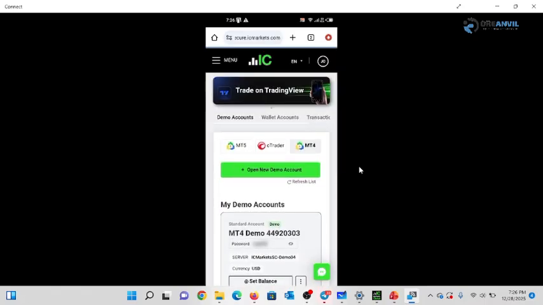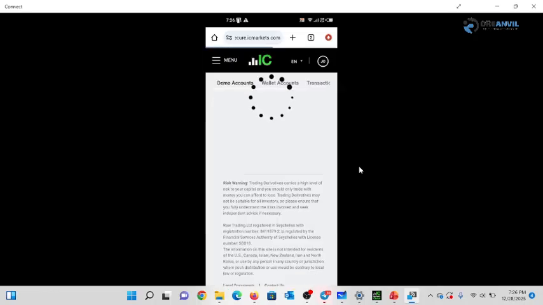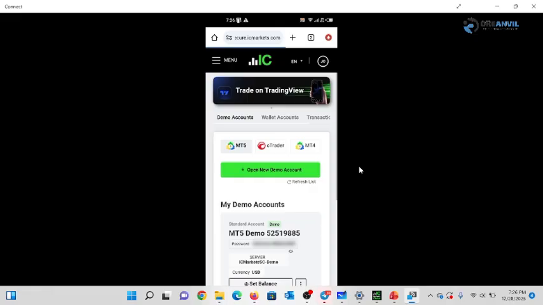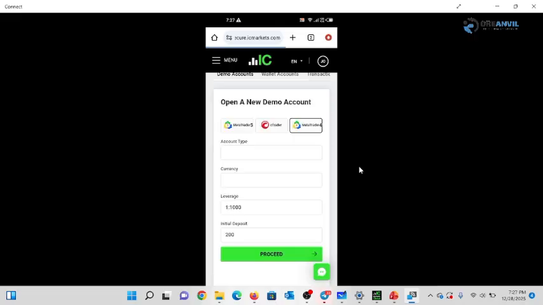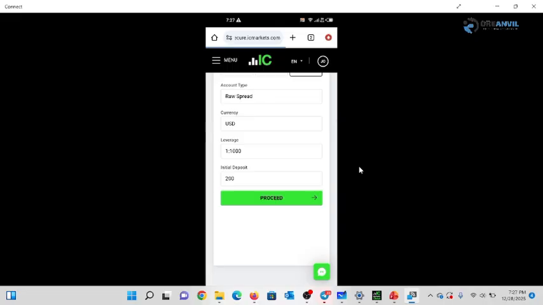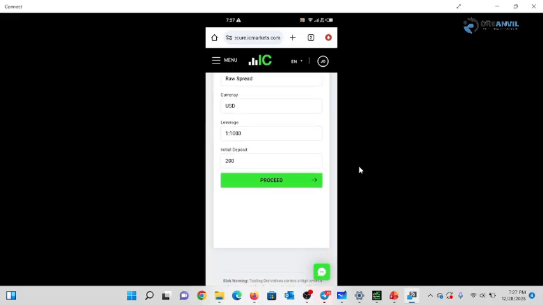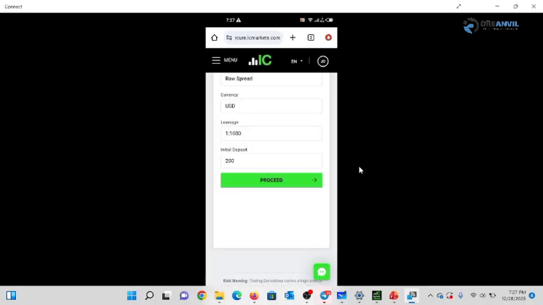When you log in, you click on this place, go to accounts, then click on MT4. When you get to MT4, you click on open new demo account. We select raw spread, US dollar, and the leverage should be 1 to 1,000. Then this is the fund you want to get. If you want a $200 account, you click on 200 and proceed.